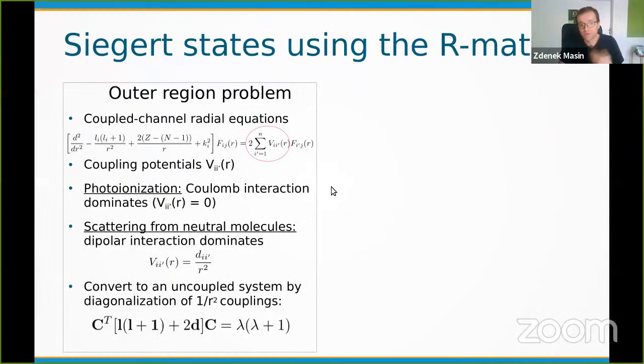The outer region problem is defined by this set of coupled channel radial equations with some coupling potentials. As Jakub mentioned earlier, when there is a Coulomb interaction, then that dominates, so these terms can be safely neglected. Similarly, if we have scattering from neutral molecules, then the dipolar interaction is the strongest, and we can remove the coupling caused by it by diagonalization of the matrix of the dipolar couplings and the angular momentum. So now we know how to deal with the outer region problem.